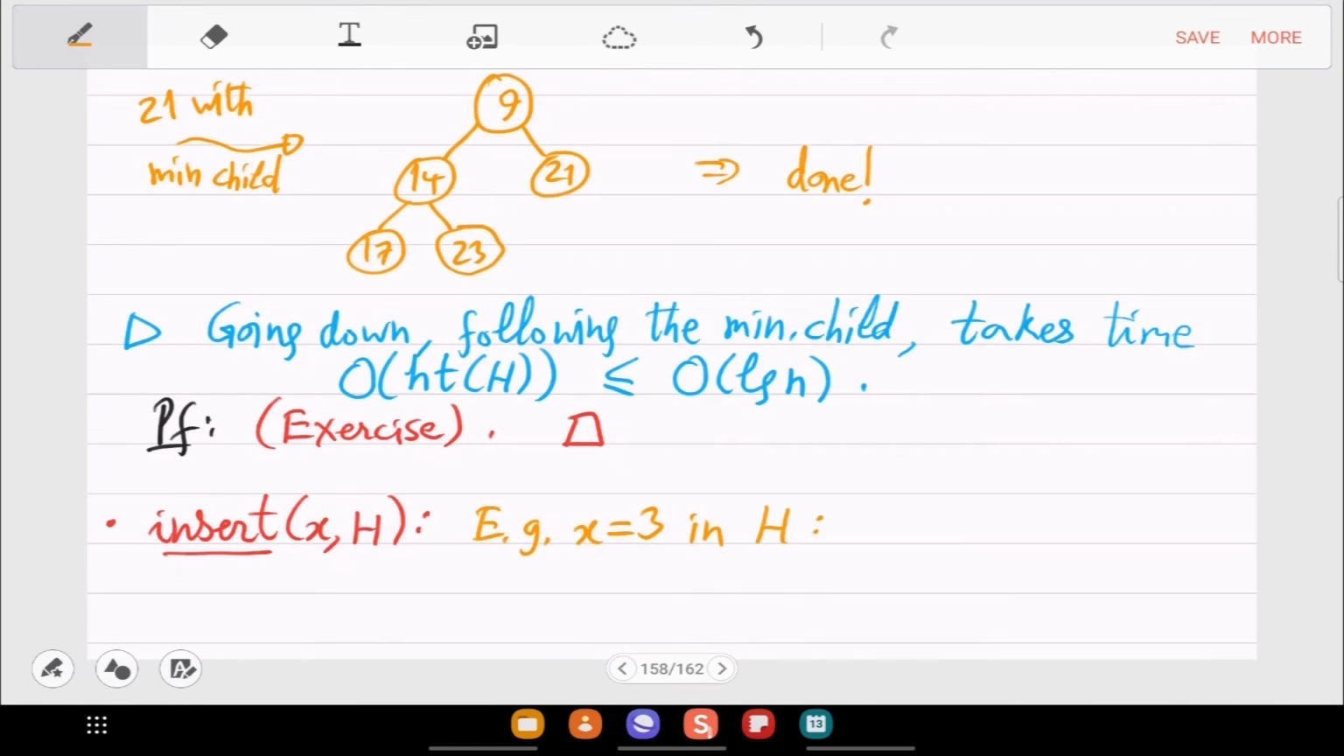And the heap was this: 4, 17, 23 and 9, 21. Okay, so that was the heap. You want to insert x equal to 3. What should you do?